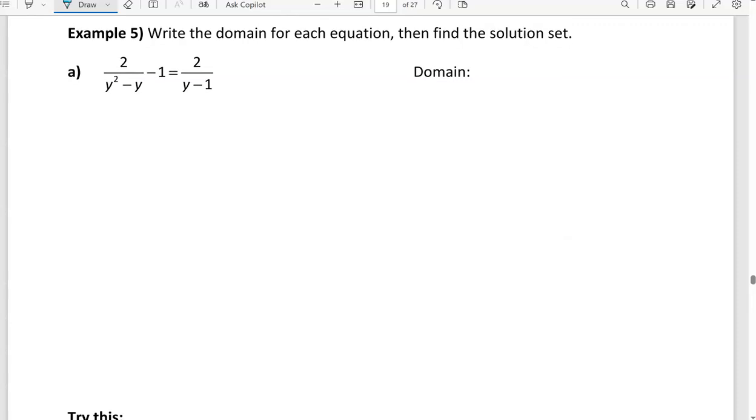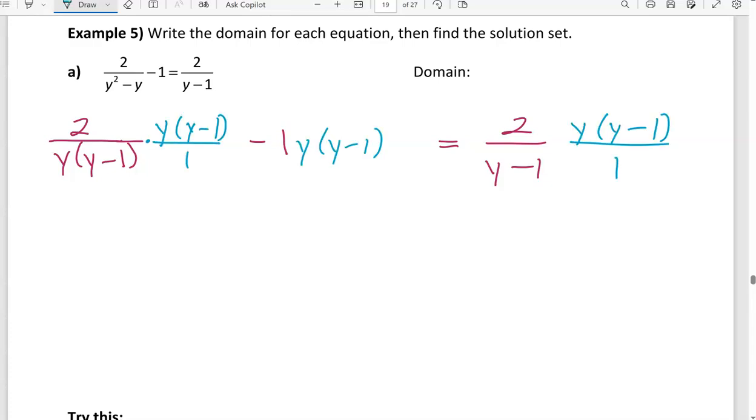Okay, one more example. In this one, we are going to factor each of the denominators, and then we're going to observe that the least common denominator is y times y minus 1. So that means that we are going to multiply each of the fractions by y times y minus 1 over 1. Notice that the denominators are 0 whenever y is equal to 0 or y is equal to 1. So y cannot equal 0 or 1. Again, make sure that you are using the not equal to.